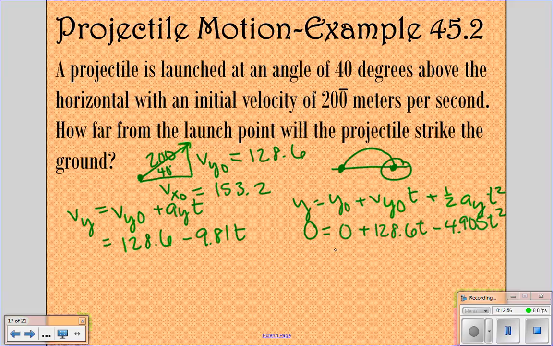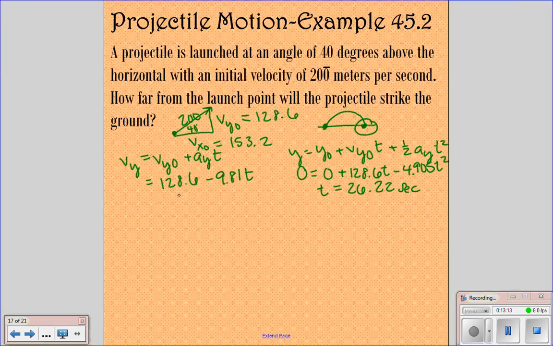So you can go ahead and divide by t. Normally you don't want to divide by a variable, but you can do that. And so when you solve for your t, you should get 26.22, and it's going to be seconds. So that's your time. Now we want to use our x motion and position equations.